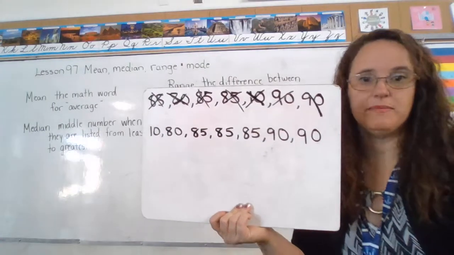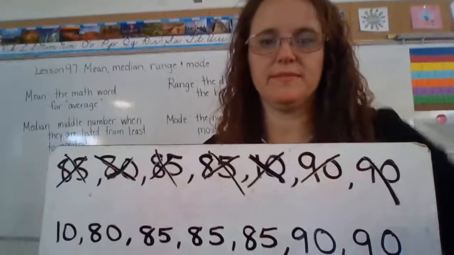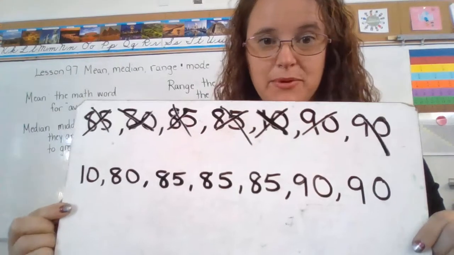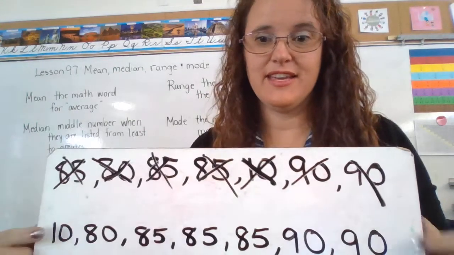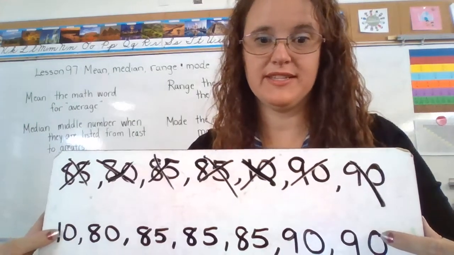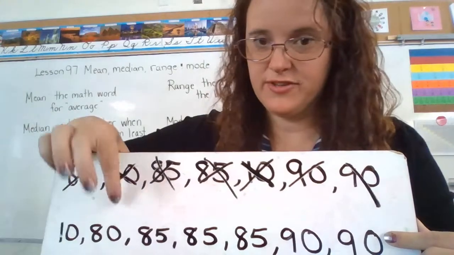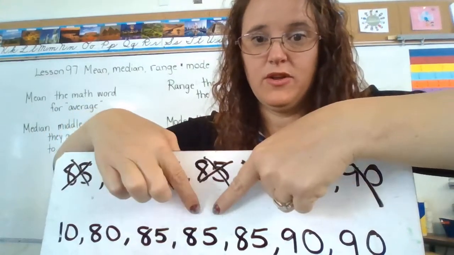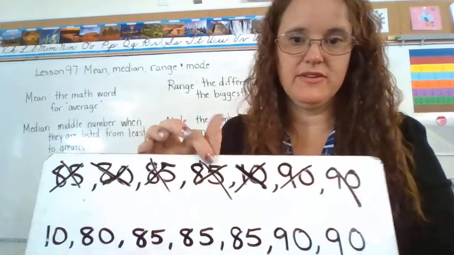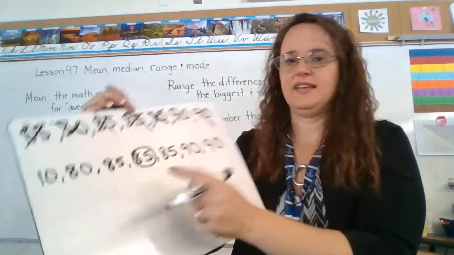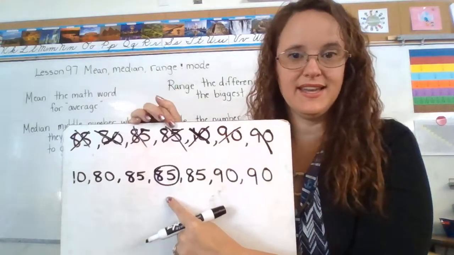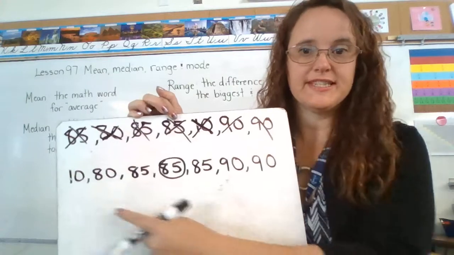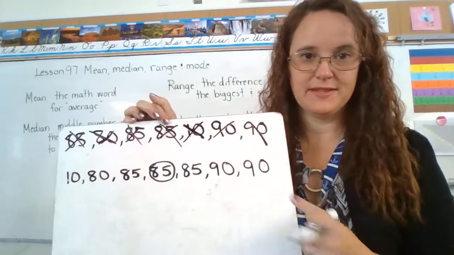Now, how do we find the middle? Let's see if I can do this on the camera. Usually I have my paper in front of me and I use my 2 fingers and I point to the smallest and the biggest. Then I go to the next one, next smallest, next biggest, then the next one, and then, ooh, there's one number in the middle. That is our median. It's the number in the middle of the data set when they're listed from smallest to biggest.